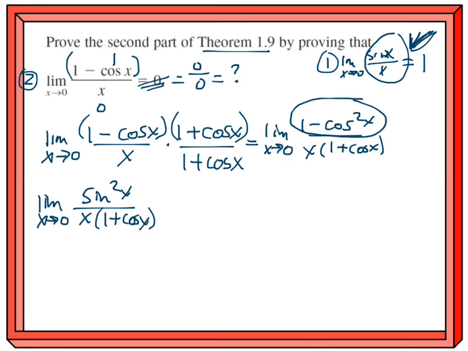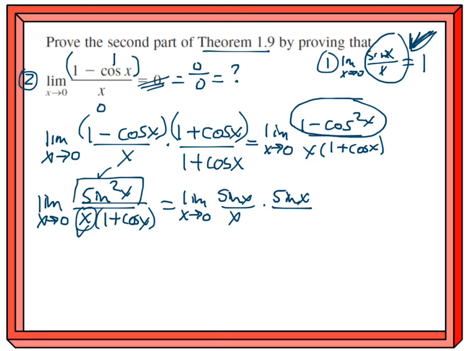So I've got sine squared x over x times 1 plus cosine x. Now we're getting closer, because I can take this sine squared in the top and make it sine x times sine x and pair up one of them with the x in the denominator. So I've got the limit as x approaches 0 of sine x over x, that's taking care of one of these sine x's and the x in the denominator, times sine x over 1 plus cosine x, the remaining sine x from the numerator and 1 plus cosine x from the denominator.